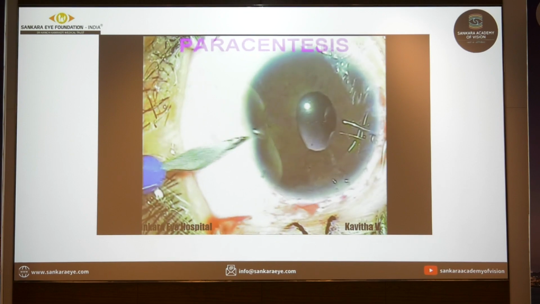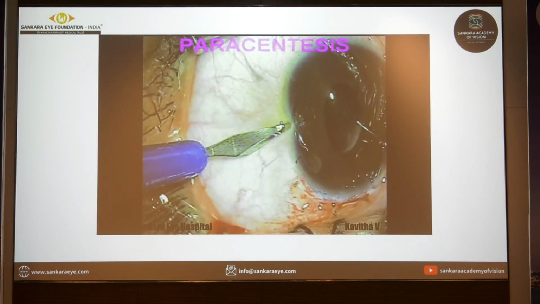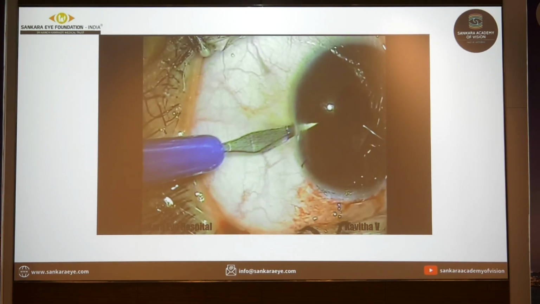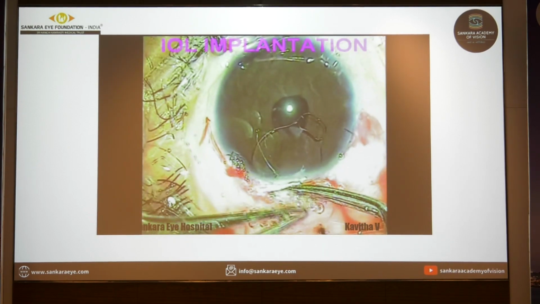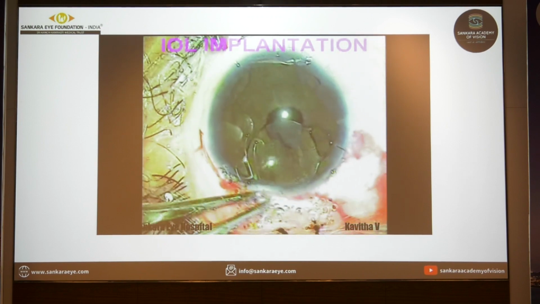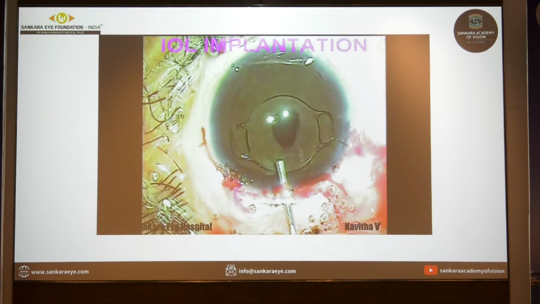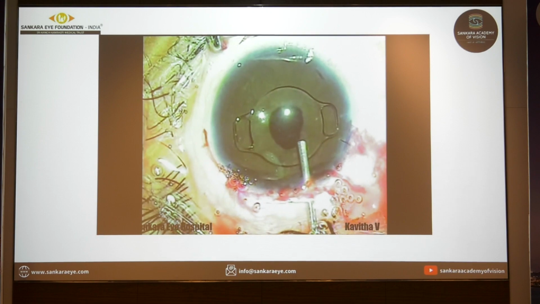Now coming to the iris fixated lens to be implanted, do make 2 side ports 180 degrees apart. Don't make it like a tunnel, just make a stab incision. This enables us to easily achieve a proper enclavation of the claw haptics. I use Healon so that the chamber is tight.